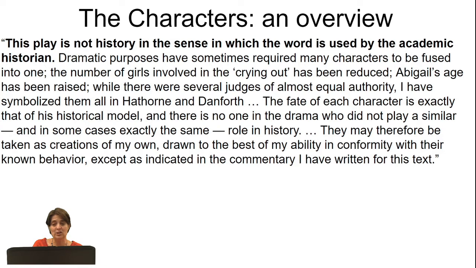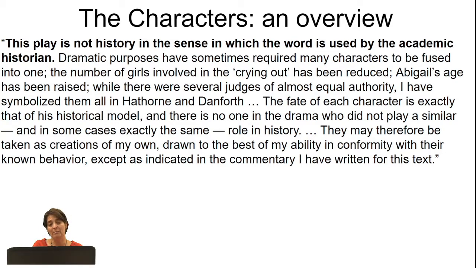The fate of each character is exactly that of his historical model, and there's no one in the drama who did not play a similar, and in some cases exactly the same, role in history. They may therefore be taken as creations of my own, drawn to the best of my ability in conformity with their known behavior, except as indicated in the commentary I've written for this text.